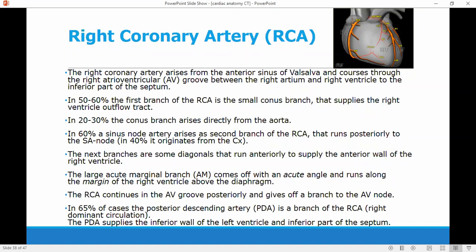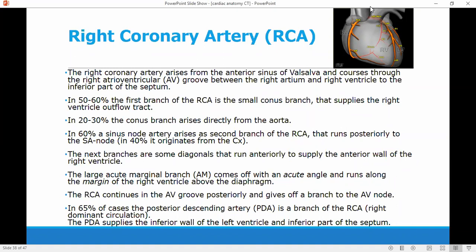In 50 to 60%, the first branch of the RCA is the small conus branch. First branch conus that supplies the right ventricular outflow tract. This is the conus branch. In 20 to 30%, the conus branch arises directly from the aorta.